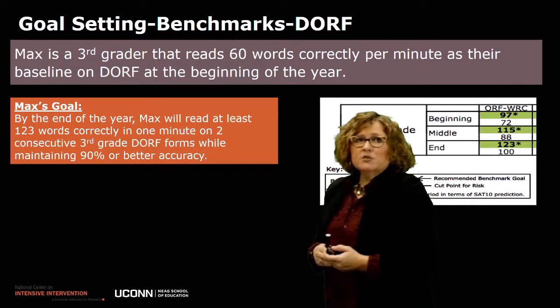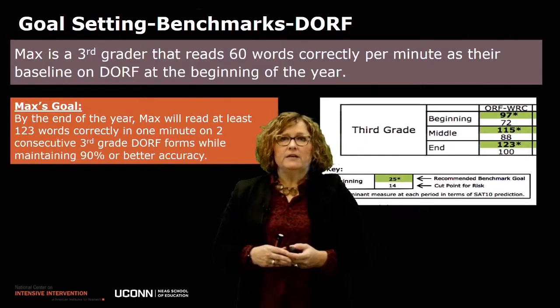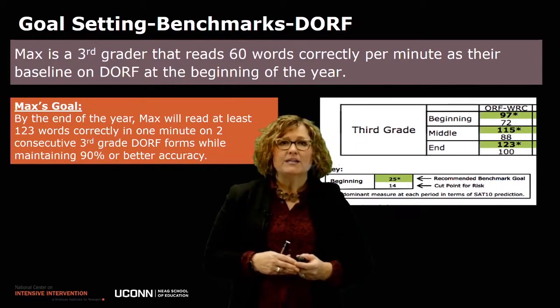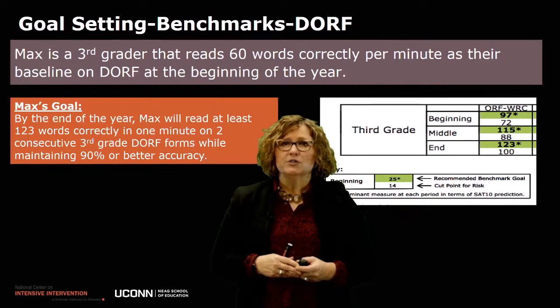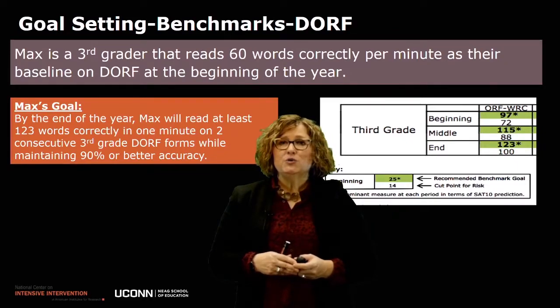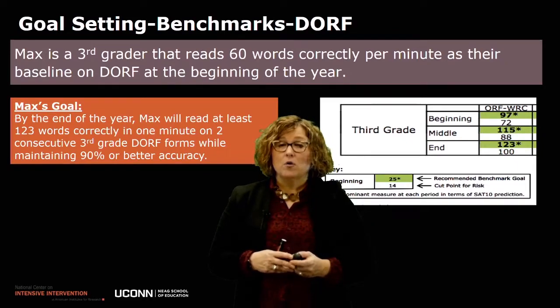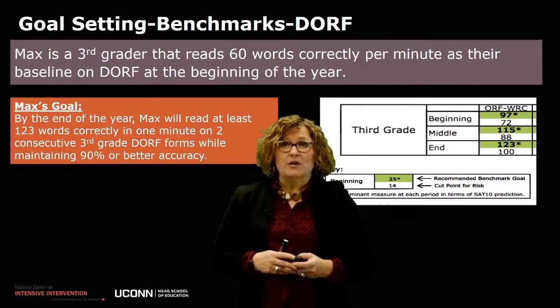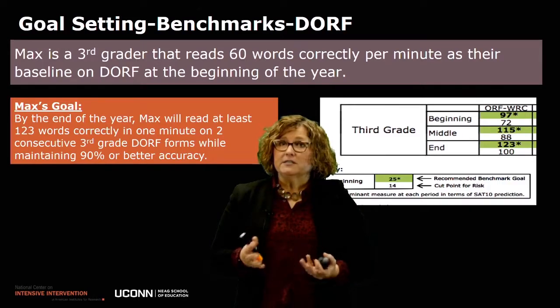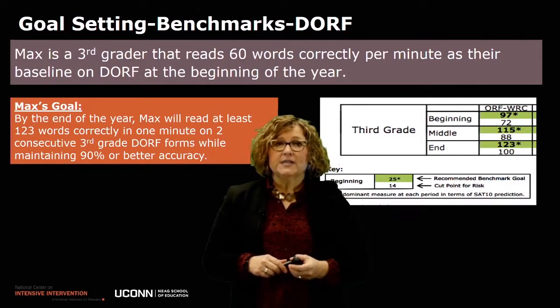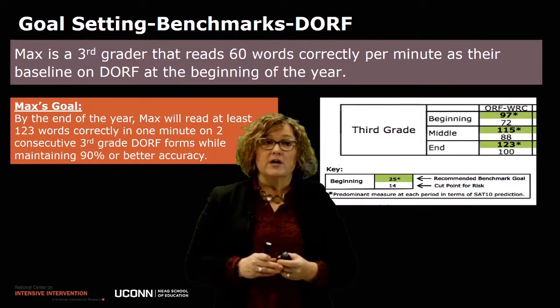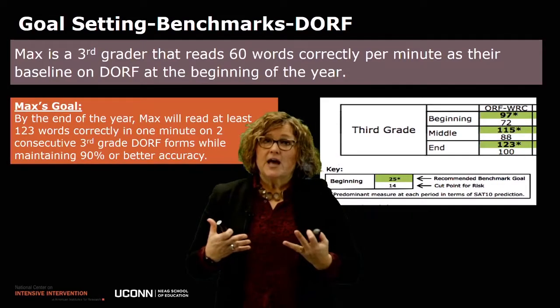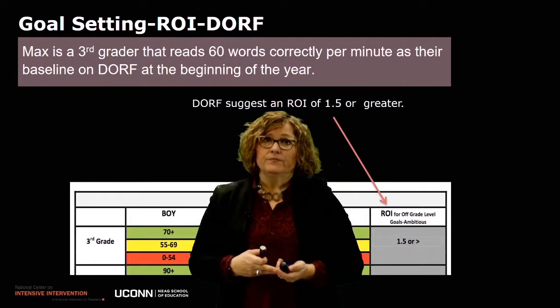So here's what his goal would look like as we articulate it. By the end of the year, Max will read at least 123 words correctly in 1 minute on 2 consecutive third grade oral reading fluency forms while maintaining 90% or better accuracy. So that could be his IEP goal, that could be the goal we set for Max for intervention, but that's how we would articulate that goal.